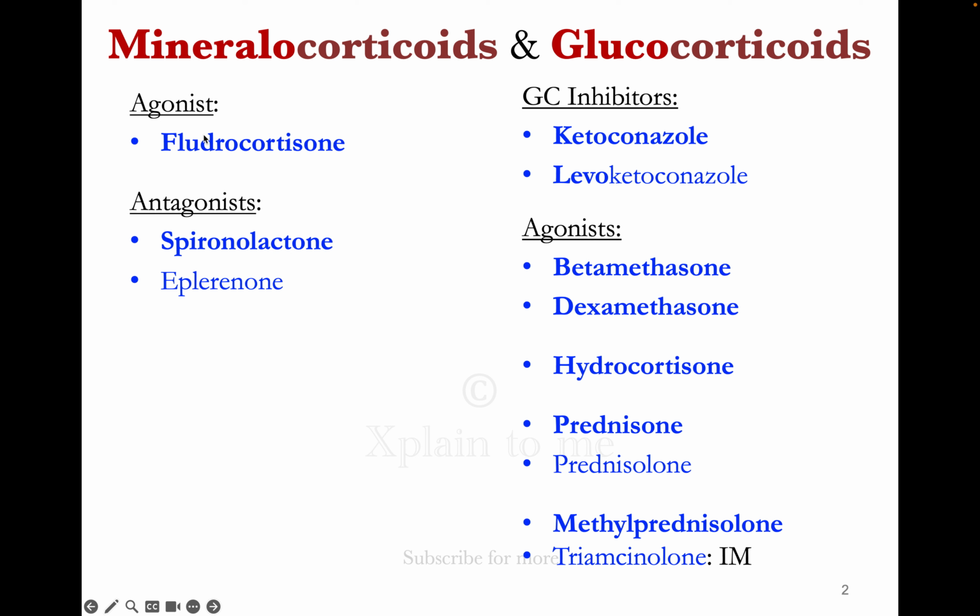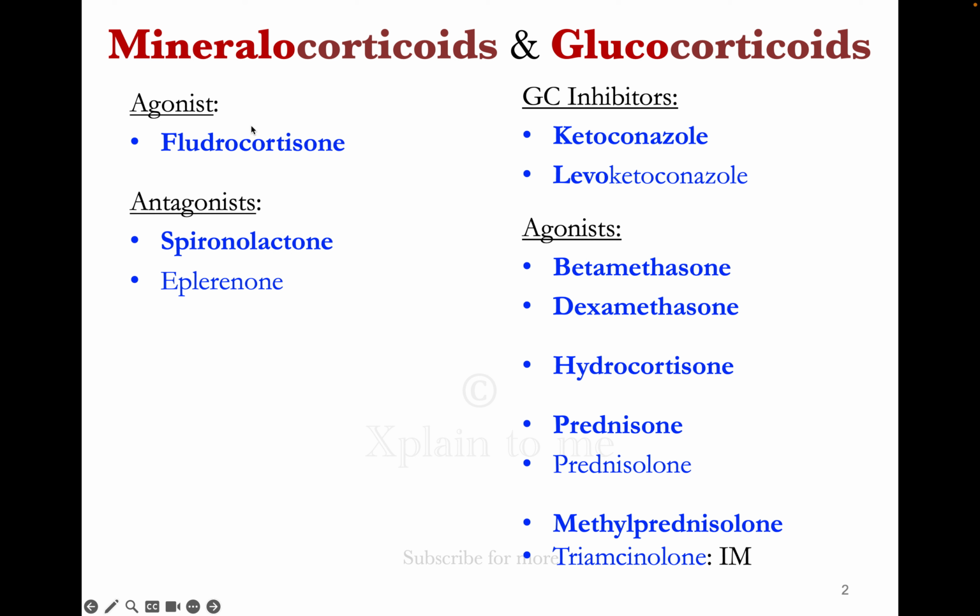Okay, let's start with the agonist. The first drug is fludrocortisone. This is to stimulate mineralocorticoid receptors to get the mineralocorticoid activity. It is indicated in primary adrenal insufficiency, that is Addison's disease, and also in secondary adrenal insufficiency. This can also be effective in syncope and septic shock. We use fludrocortisone along with hydrocortisone. That is the common combination.